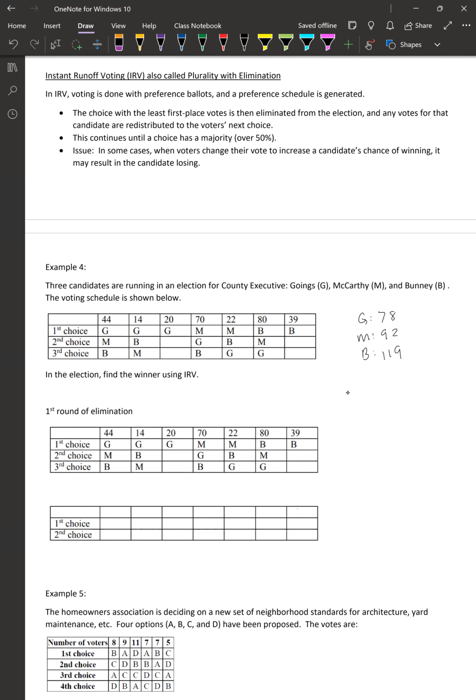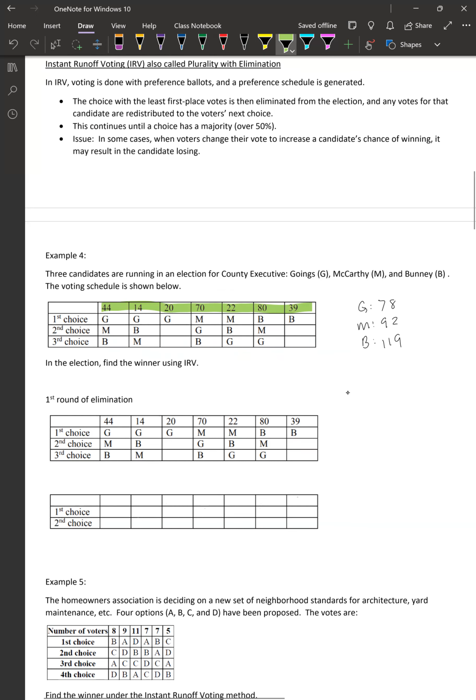So it might be nice to be able to see what percentage of votes each of these candidates got. In order to do that, we have to know the total number of votes. So we would just add all of these numbers, right? Because those are counting all of the different preference schedules. If you add those all up, that's telling you how many voters there were. So let's just do that real quick. So 44 plus 14, I'm using a calculator, plus 20 plus 70 plus 22 plus 80 plus 39. That's 289.